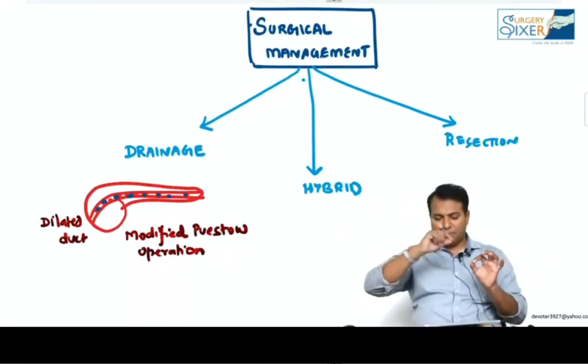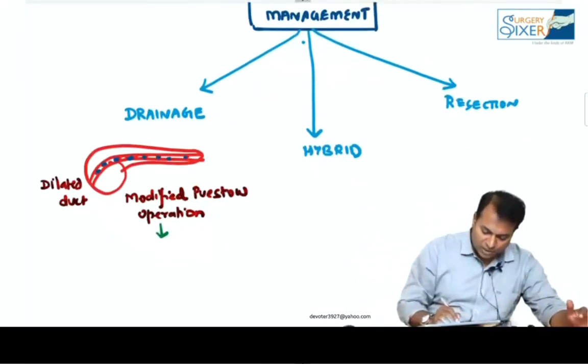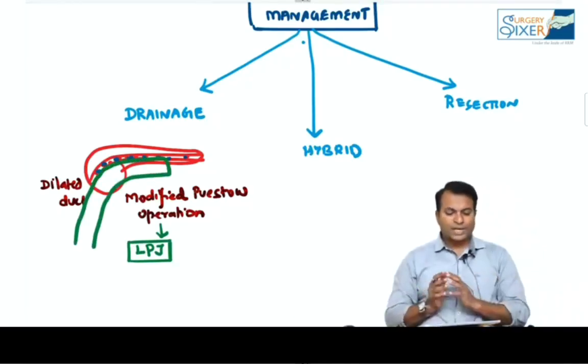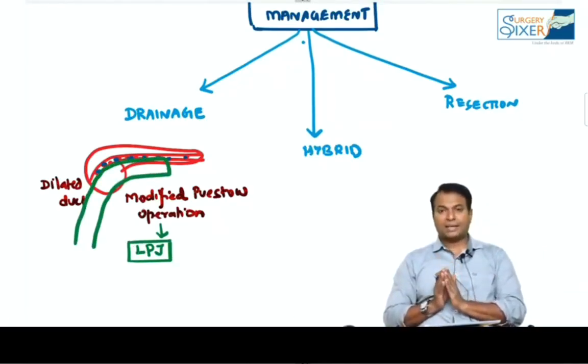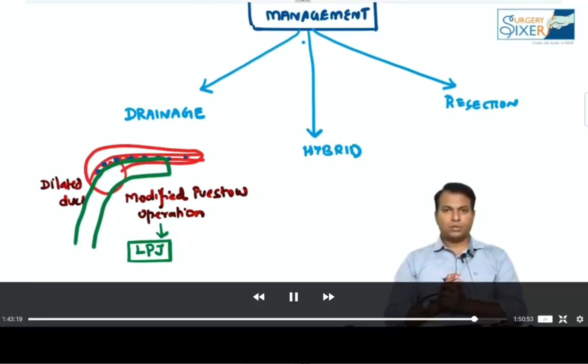I will lay open the duct, and I will bring a jejunum and anastomose. That is known as lateral pancreatico-jejunostomy. So I will bring a jejunum and anastomose like this. This is known as modified Puestow operation. So the dilated duct drainage procedure is modified Puestow operation. Nothing to look up, just know the names.